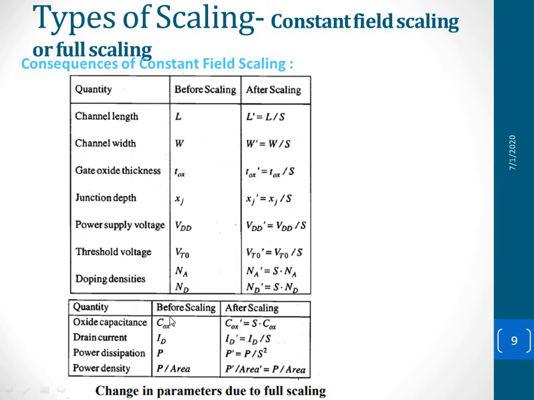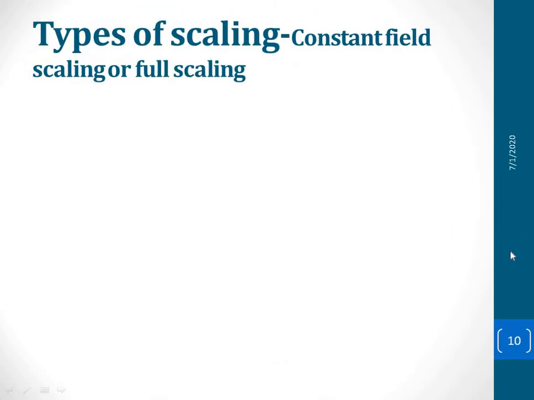So quantities which were before are COX, ID, that is drain current, power dissipation is P, and power density per area is P by area. So after scaling, what is it resulting? S into COX, ID by S, P by S square, and P by area. So if you see, the change in the parameters are oxide capacitance is changed, drain current is changed, and power dissipation is also changed. So this is the effect of constant field scaling.